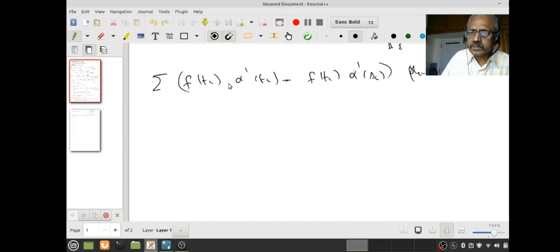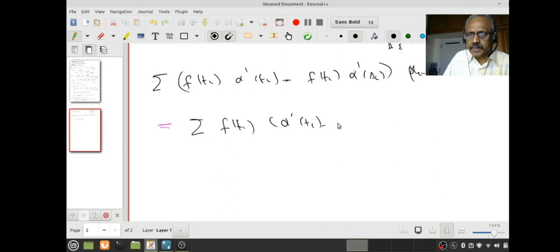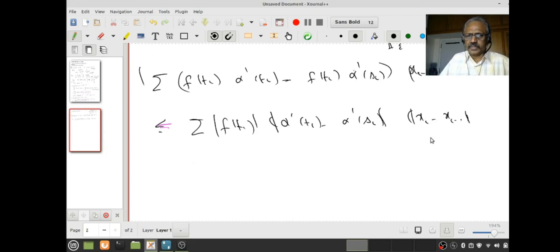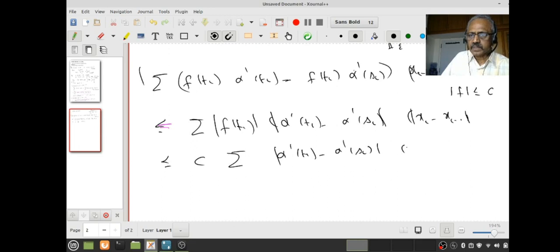Now let's look at this. This is alpha, right? This is equal to summation F of Ti into alpha prime Ti minus alpha prime Si into Xi minus Xi minus 1. So I want the distance. So this will be less than or equal to this fellow into this fellow into this, but this is always positive, so I don't have to worry about it. As usual, I can assume mod f is less than or equal to some constant c, therefore this will be less than or equal to c times summation of modulus alpha prime ti minus alpha prime si times xi minus xi minus 1.